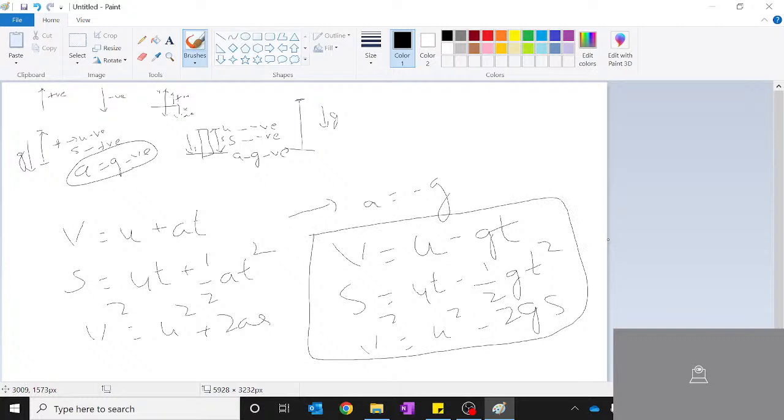You don't have to necessarily memorize these equations. If you know these three fundamental equations, all you have to do is replace a by minus g. Clear? Understood the concept? Whatever goes down is negative. Whatever goes up is positive.